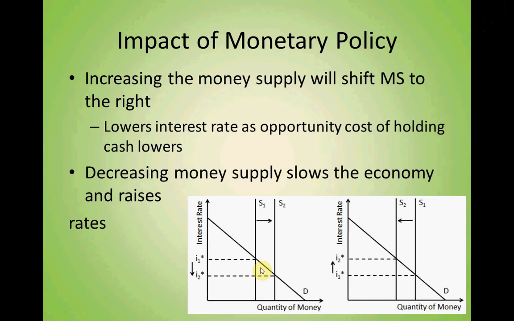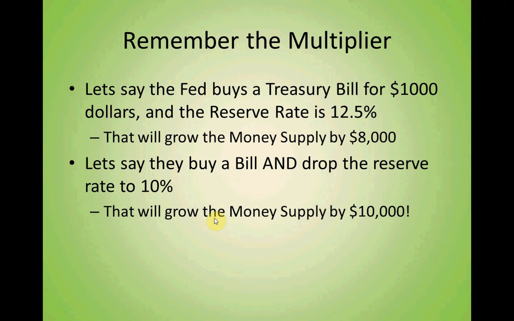Remember, the main tool that they're going to use is open market operations. They could do other ones, but that's the main one they're going to use, and that's how they can create or decrease the amount of money that exists out in the economy. Remember the multiplier. Because I already mentioned it before, pretty much all of these things are going to impact the multiplier.